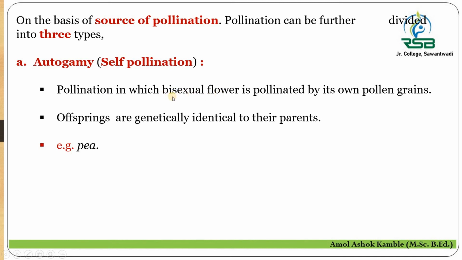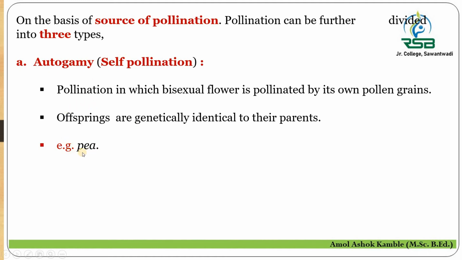Bi means two. Here both the sex organs are present on the same plant. Pollination in which a bisexual flower is pollinated by its own pollen grains, and the offspring as a result of this pollination are genetically identical to the parents. For example of autogamy, it is the pea plant.